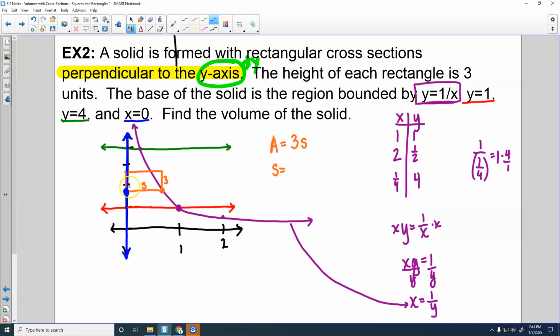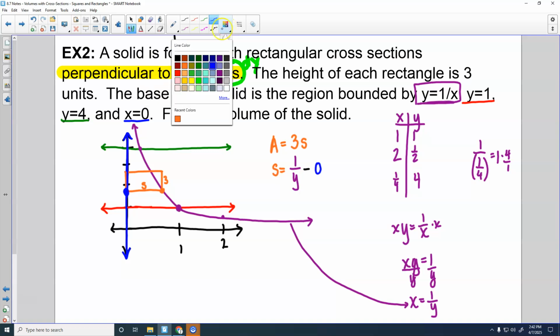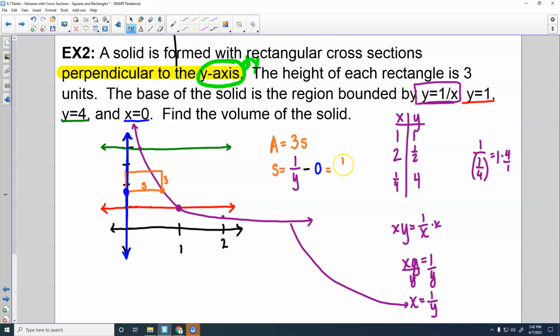Our left-hand side here is on the y-axis, so that would have an x coordinate of 0, right? It's x equals 0. So in this case, the length of that side would be 1 over y, and we would subtract the left side, which would be 0. Again, 0 is not totally necessary, but sometimes you'll have a different function there, so I like to put it. So S right here is really just 1 over y.